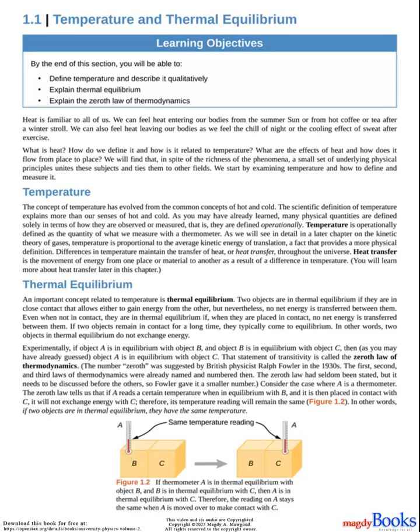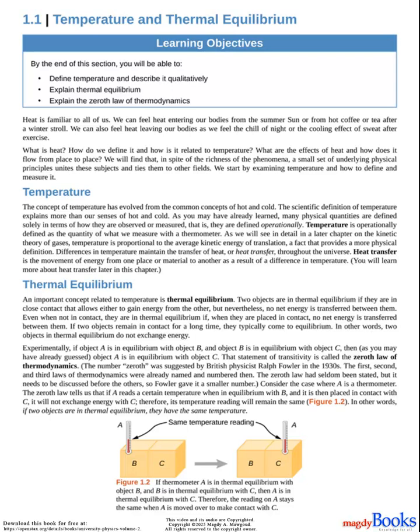Experimentally, if object A is in equilibrium with object B, and object B is in equilibrium with object C, then, as you may have already guessed, object A is in equilibrium with object C. That statement of transitivity is called the zeroth law of thermodynamics.